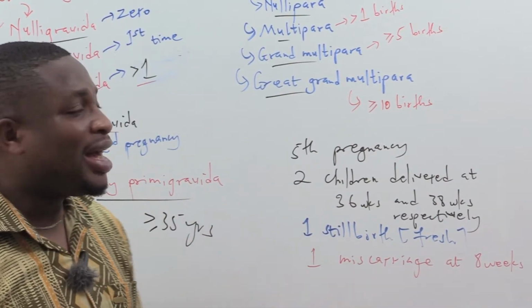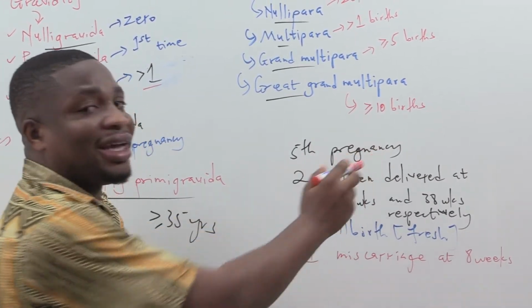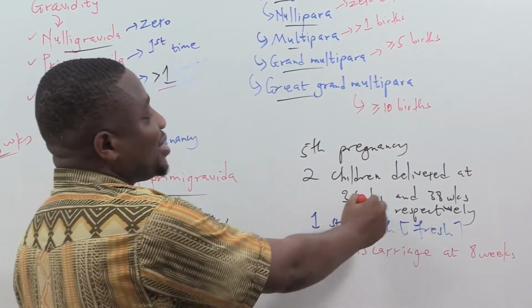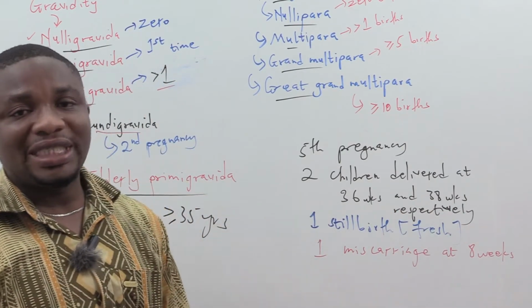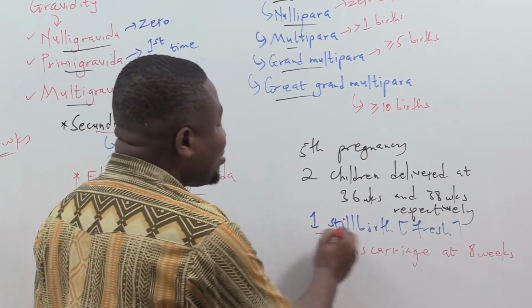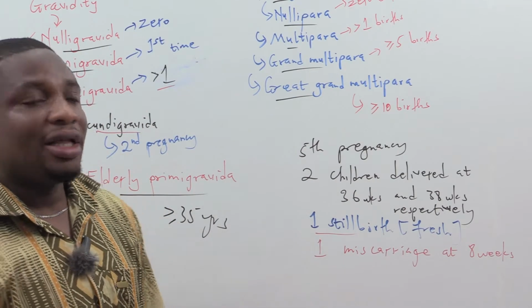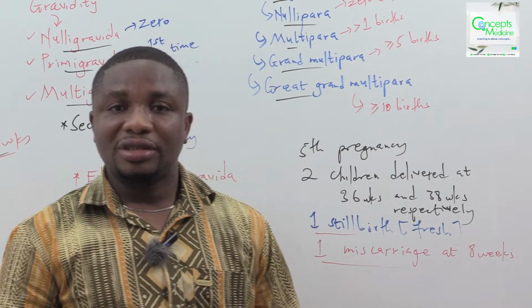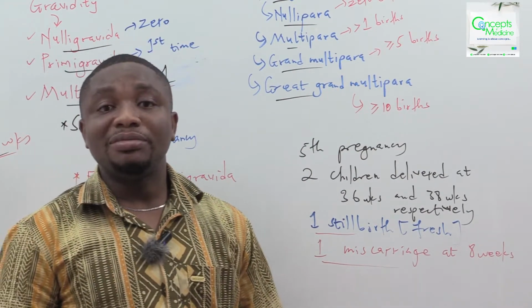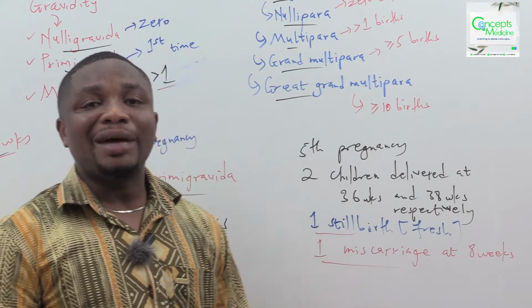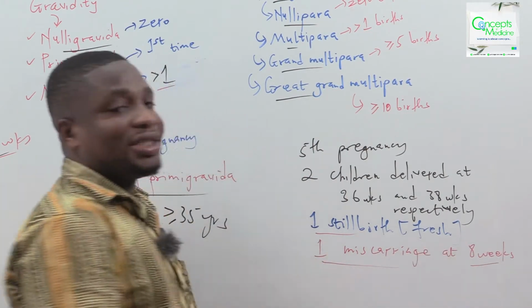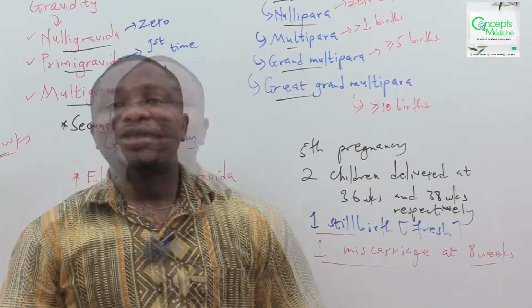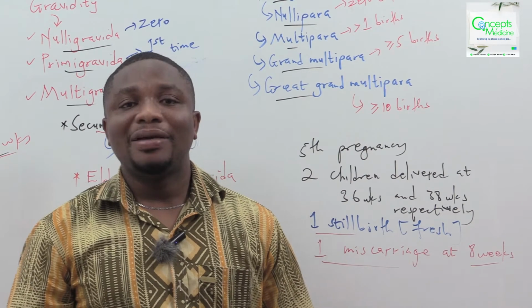Now, looking at this example, we have a woman who is pregnant for the 5th time, had 2 children who were delivered at 36 weeks of gestation and 38 weeks of gestation respectively. Then a history of 1 stillbirth, which is a fresh stillbirth. Then finally 1 miscarriage. Miscarriage simply means spontaneous abortion, and that happened at 8 weeks of gestation. What would be her gravidity and parity formula, or simply what would be her parity?